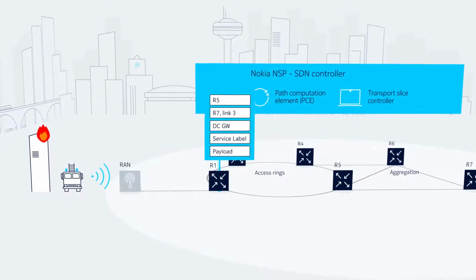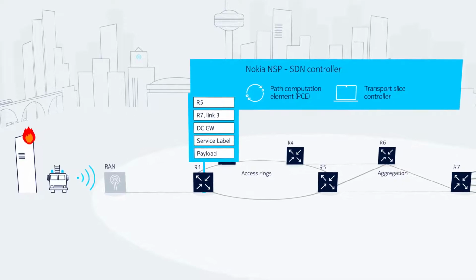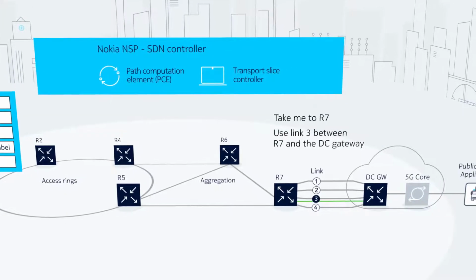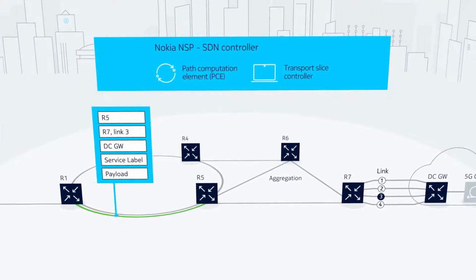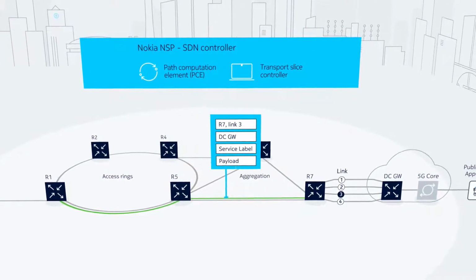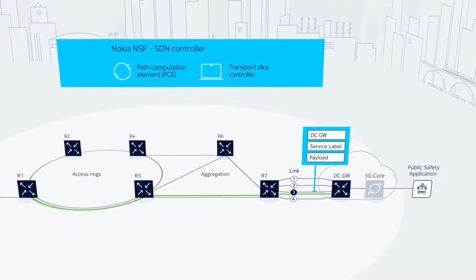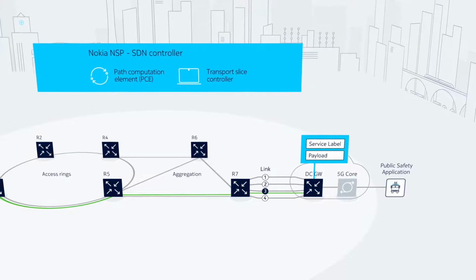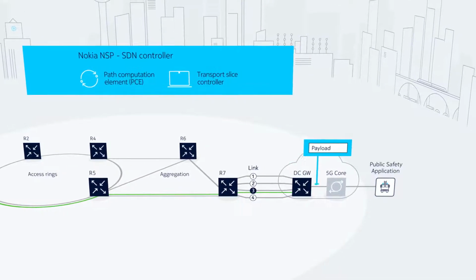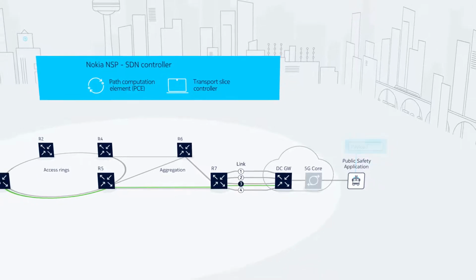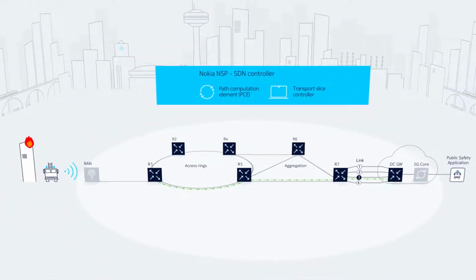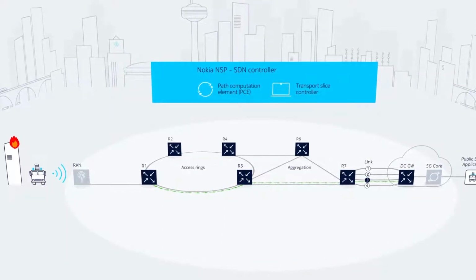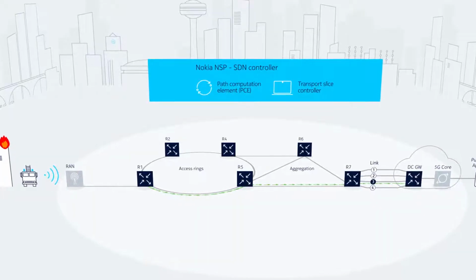The service label identifies that it is one of the applications of the public safety slice. These labels can be general, or they can be specific if you have load balancing or latency requirements. When the packet arrives at its destination, the DC gateway router removes the last label, reads the service label, and processes the payload, forwarding it on to the public safety application. By automating SDN-based traffic engineering to create end-to-end backhaul paths, time and cost are reduced, making it far more efficient than manually setting paths at every node.